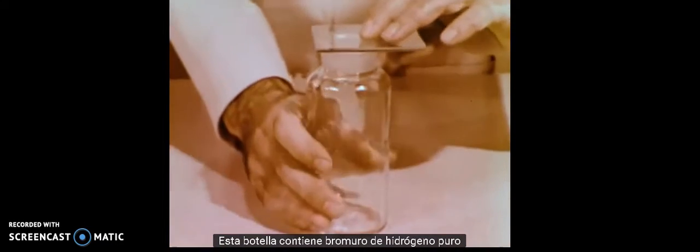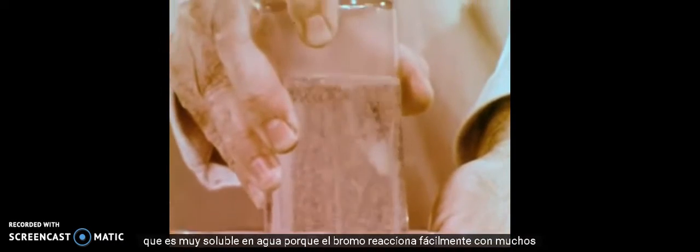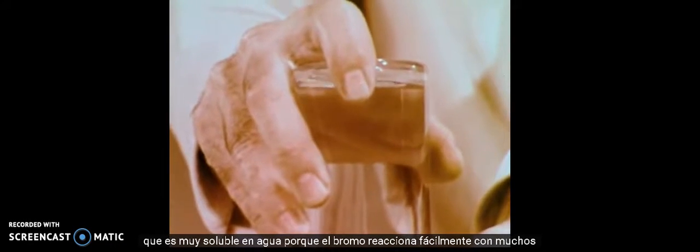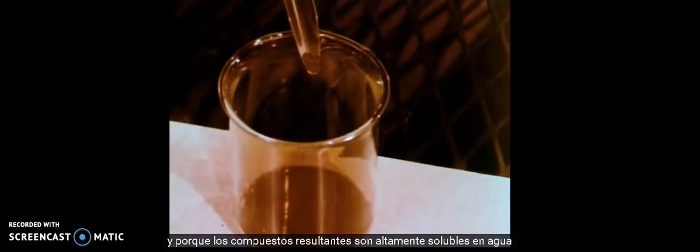This bottle contains pure hydrogen bromide, the product of the earlier reaction between hydrogen and bromine. When we let hydrogen bromide come in contact with water, we see that the water level rises rapidly, indicating that hydrogen bromide too is very soluble in water. Because bromine reacts readily with many substances, and because the resulting compounds are highly soluble in water, virtually all of the world's bromine compounds are dissolved in the oceans or are trapped in underground brine deposits.